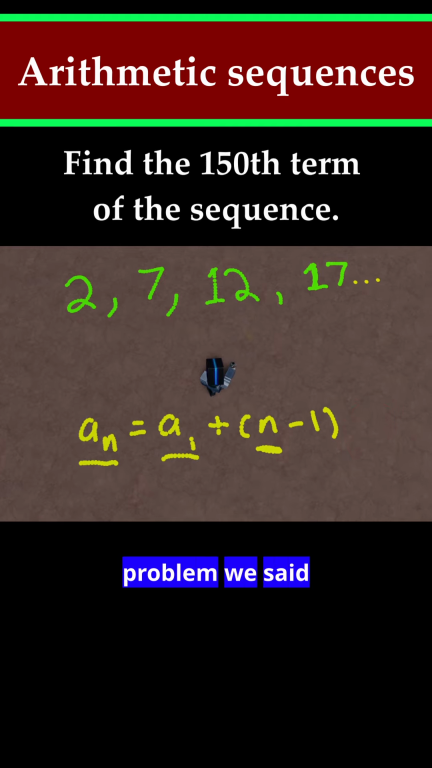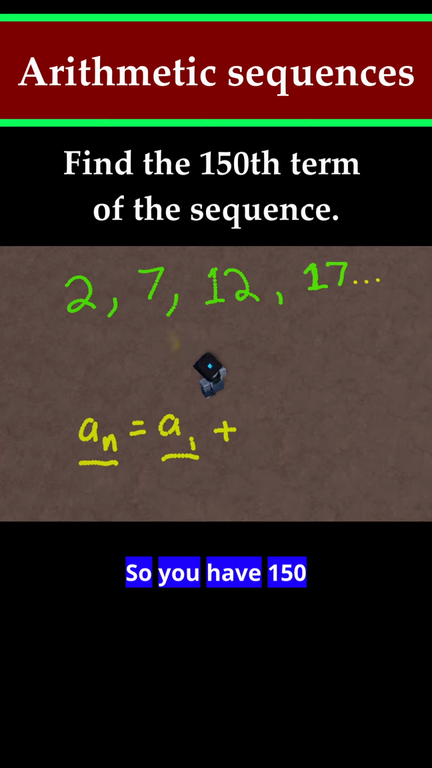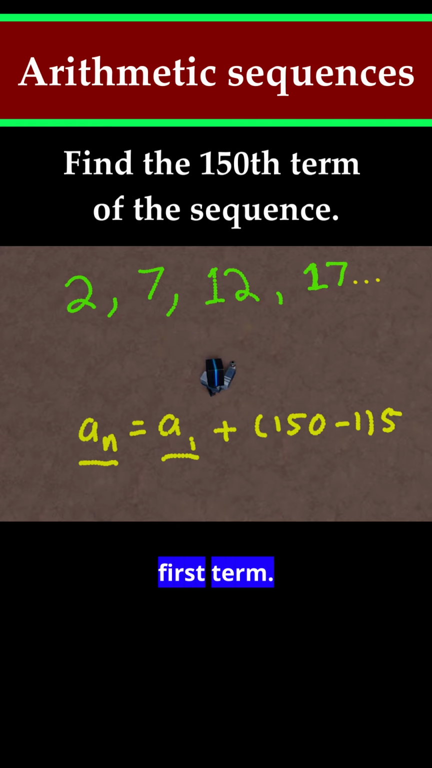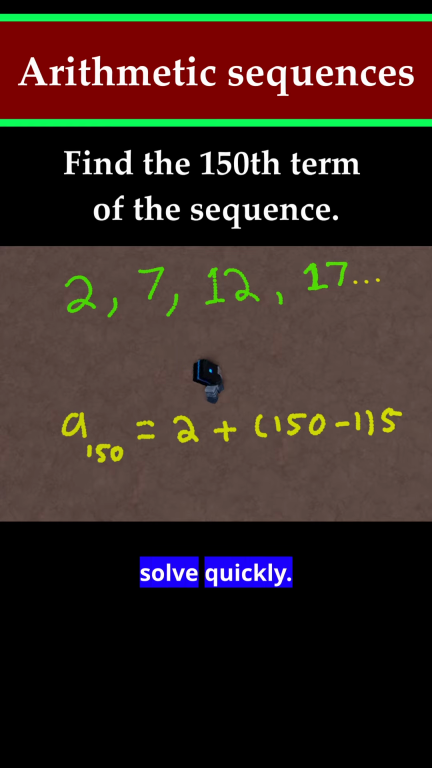And then in this problem, we said that we want the 150th term. That goes into n. So let me just write that. So we have 150 minus 1 times 5. a of 1 is the first term, and the first term is 2. And we want to find the 150th term, so we can say a 150 like that. And now this is an equation we can solve quickly.